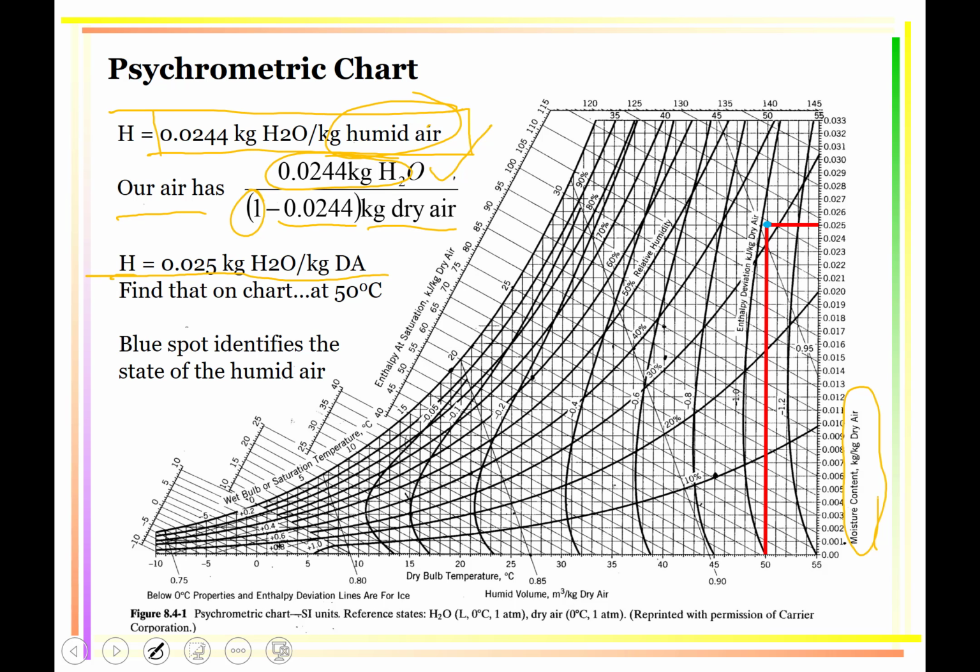Now I've shown you this line on the chart. This is 0.025 kilograms of water per kilogram of dry air. So the line here is on the chart, and now the temperature is 50 degrees. We were given this. The temperature of the air is 50 degrees. So now that means that the blue spot here identifies that state on our chart.